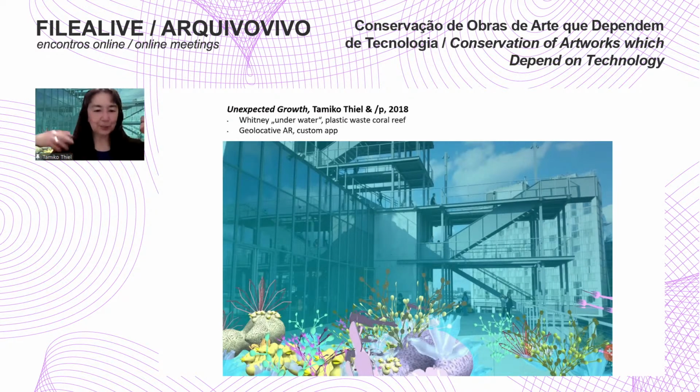We essentially put the Whitney underwater. So the whole background is blue. And then you've got this colorful, beautiful coral reef that is on the terrace. But if you look closely, you realize that it's made out of plastic garbage.